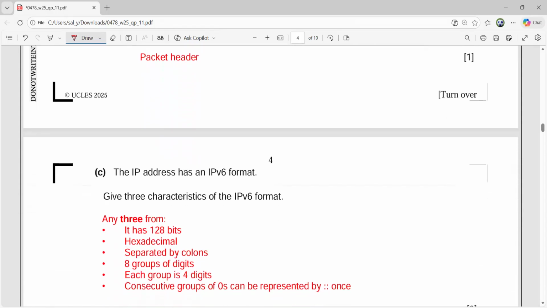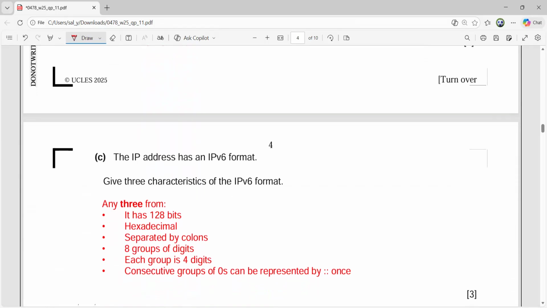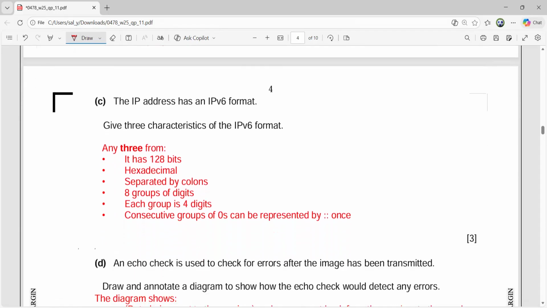Part C. The IP address has an IPv6 format. Give 3 characteristics of the IPv6 format. So what do you know? It has 128 bits. It's a hexadecimal value separated by colons. It's a group of 8 hexadecimal values. Each group is 4 digits. Consecutive groups of zeros can be represented by using 2 colons. So this is going to give you 3 out of 3 if you have mentioned any of these 3 points in your answer.